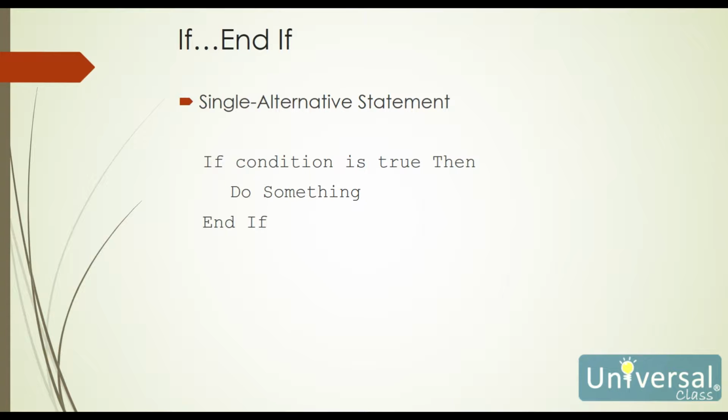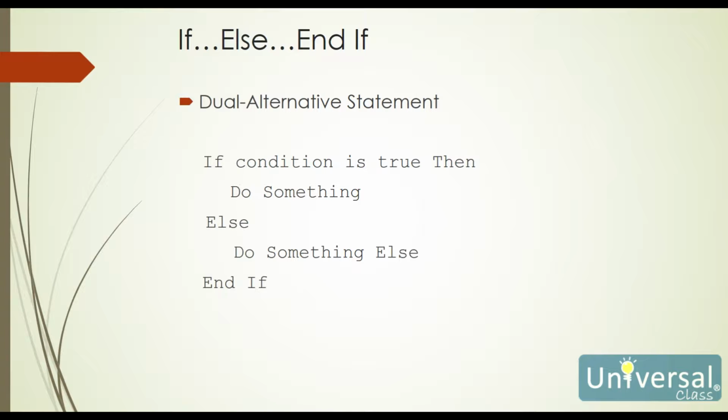The first type is a single alternative statement. It's called an if and end if statement. In this case, we specify that if some condition is true, then we're going to do something, and then we end if. So if this is true, this do something will actually work. But if this is not true, then it simply skips right over the do something and goes on to the next section of code.